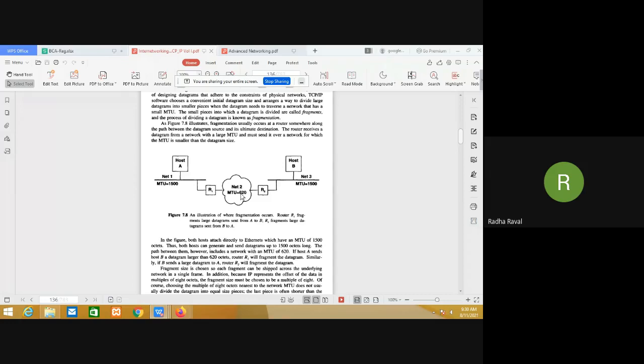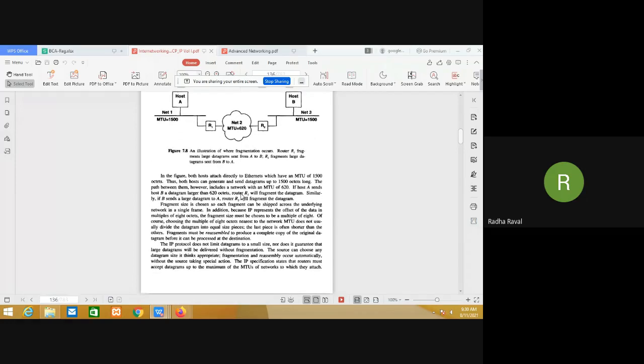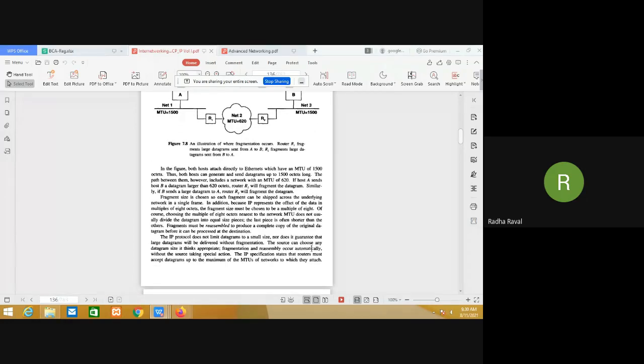So the fragment size is chosen so that each fragment can ship across the underlying network in a single frame. In addition, because IP represents the offset of data in multiples of 8 octets, the fragment size must be chosen as a multiple of 8. Okay, when you do the fragmentation, it must be a multiple of 8. One fragment size will be a multiple of 8. That you do remember.